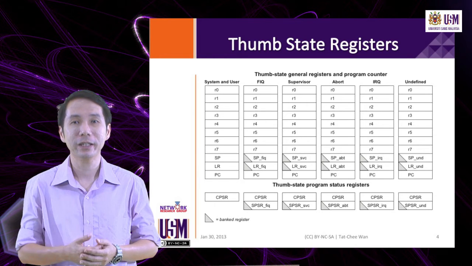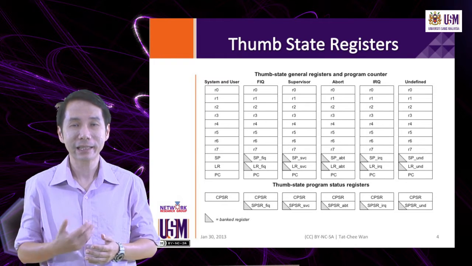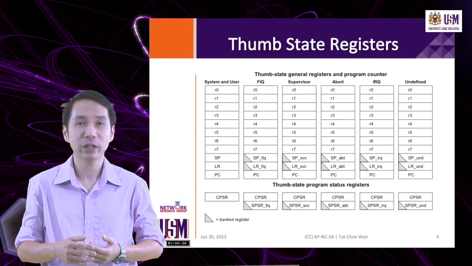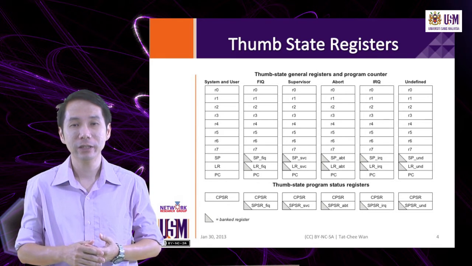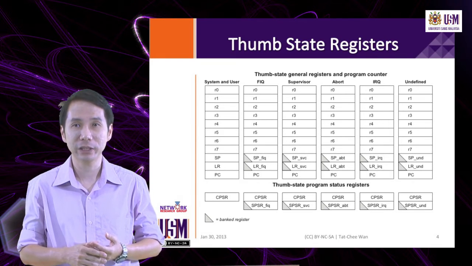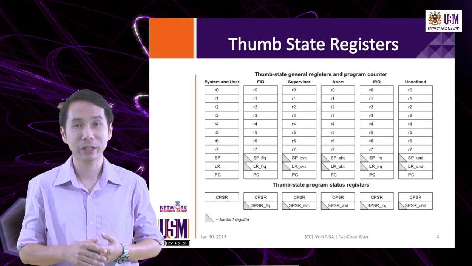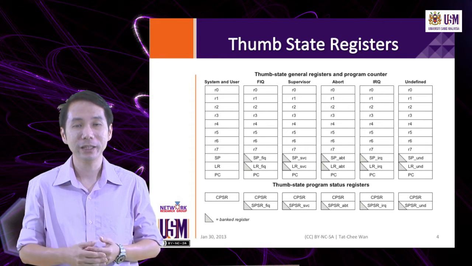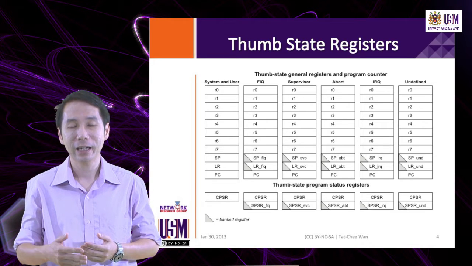Now, how does this affect our view of the registers? In thumb state, at first glance, there is little change. We still have access to R0 to R7 as usual. In addition, we have access to the stack pointer, the link register, and the program counter. Now, in the user state, there is no difference. But in the privileged modes, there are several changes.